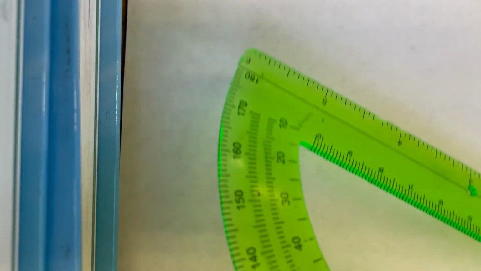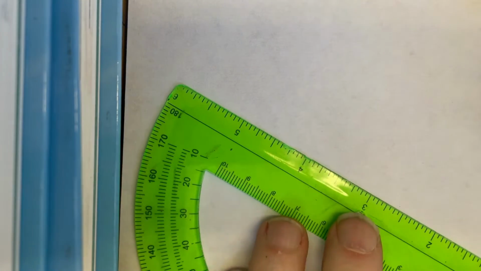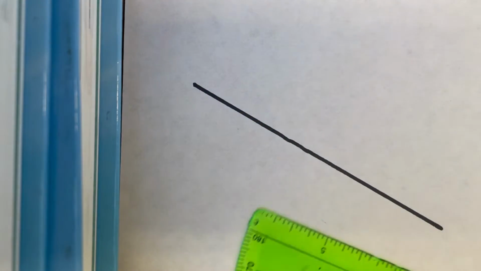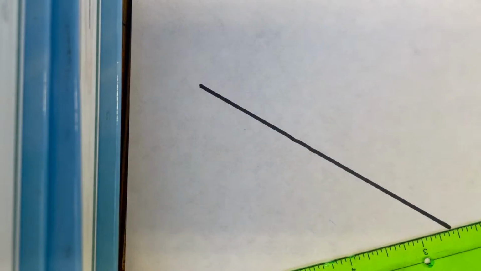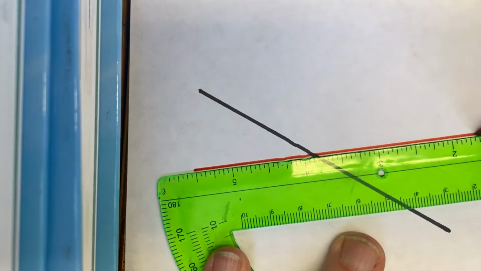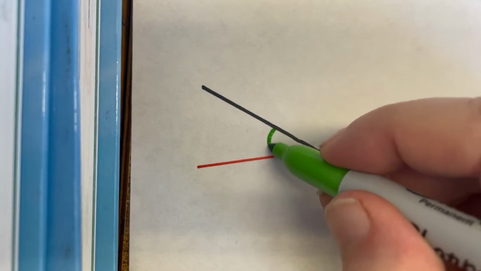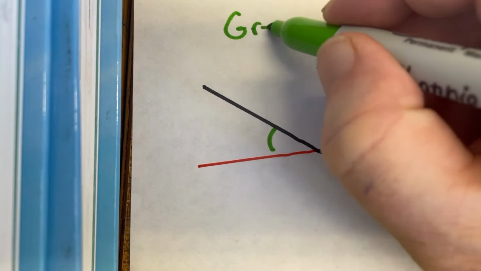In this video, I'm going to prove, graphically, that vertical angles are congruent. So what is a vertical angle? Well, if I have two lines, and I'll use two different colors to make it clear, that cross each other, then the angles that are on opposite sides are vertical angles. So the green angles are vertical angles.